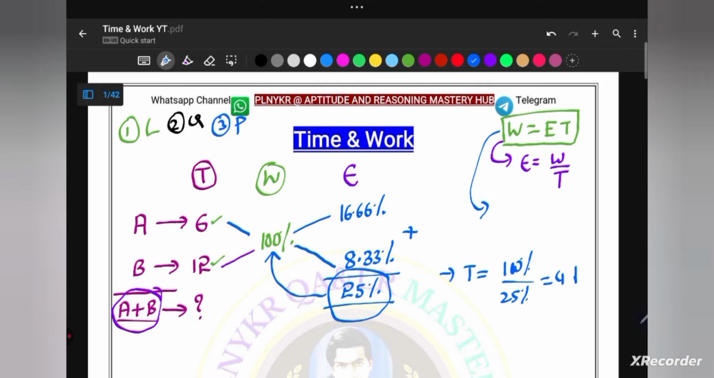That is 4 days. So whatever method you adopt, you will get the same answer, but give priority to solving the question using the LCM method. If not, go for the unitary method, because LCM will be the faster method.